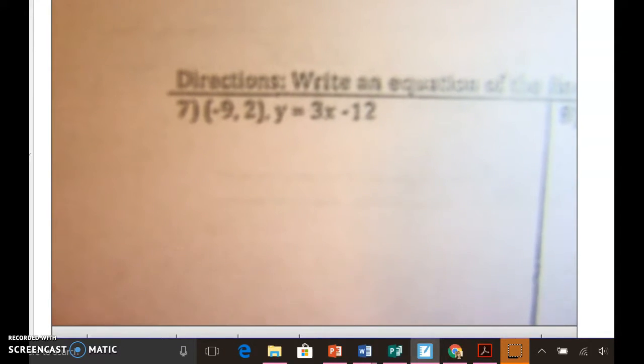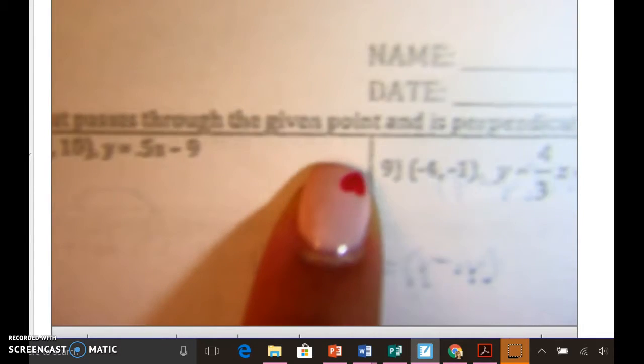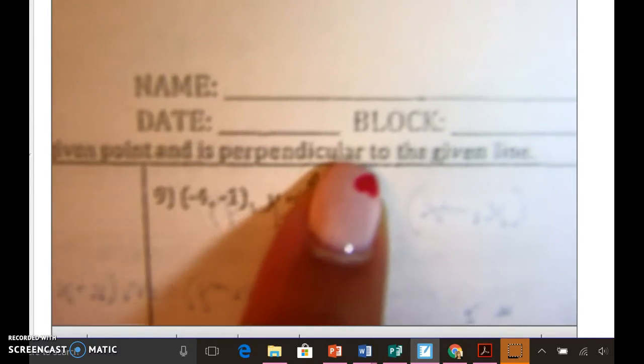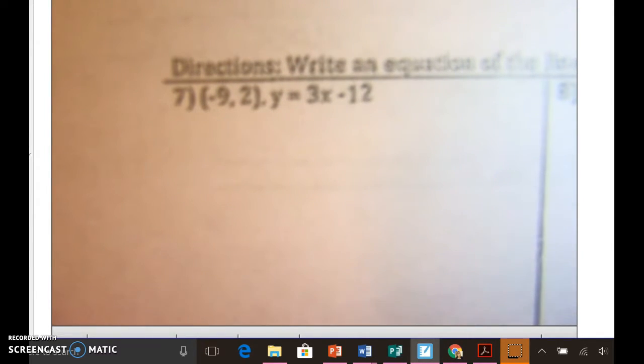So now we're looking at the back. It says, write an equation of a line that passes through the given point and is perpendicular to the given line. Here's your point and here's your equation. What you need to remember about perpendicular lines is that the slope is the flip and the opposite sign.